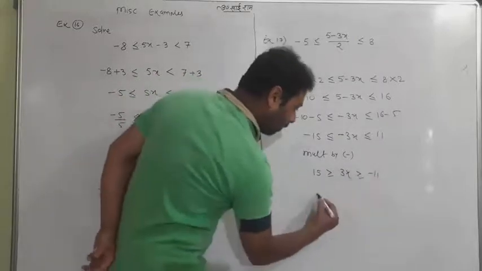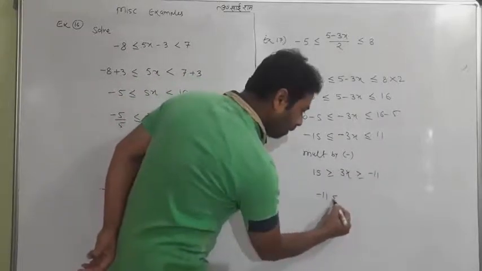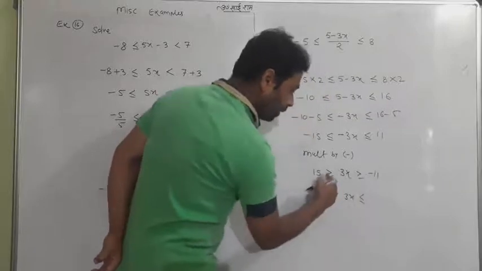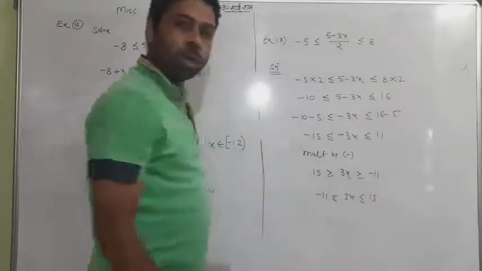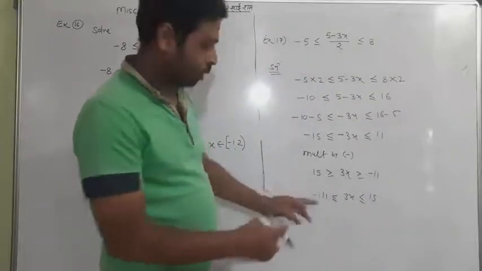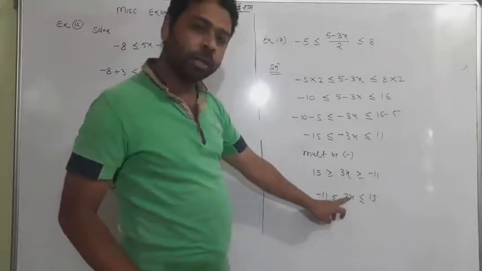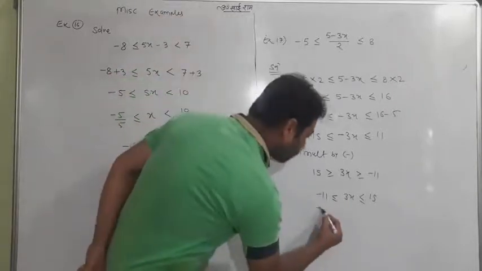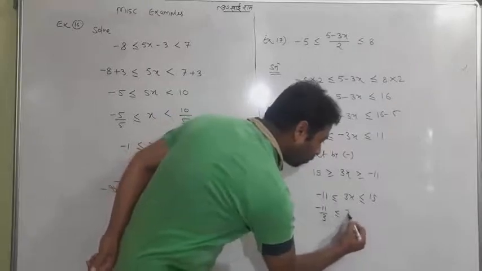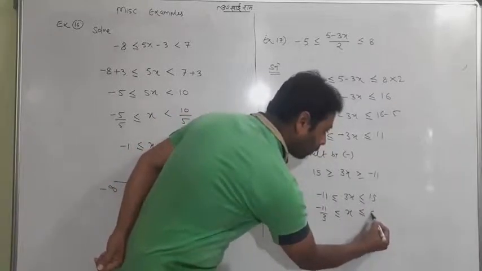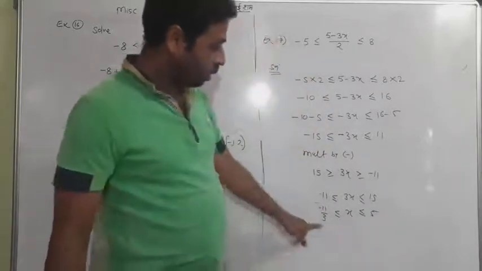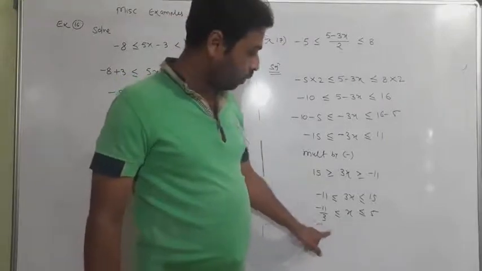First I want to write 11 less than 3x less than 15. I have just written it in a proper manner. Now 3 is in multiplication, so it is transferred to division. So 11 by 3, or you have to divide by 3. Both words you can use. 3 5s are 15. So this is the answer. Your answer is lying between minus 11 by 3 to 5.